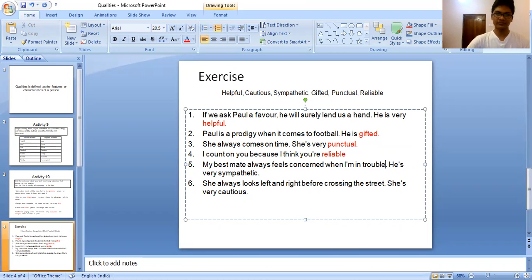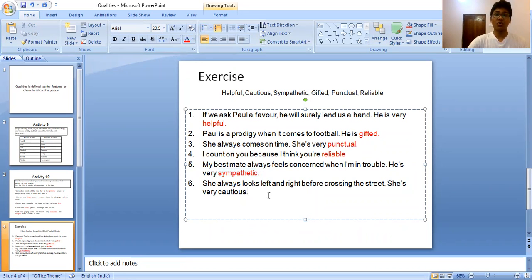Trouble. He's very sympathetic. Being sympathetic means when you're happy, your friend is also happy. The other person is also happy. When you're sad, the other person also feels sad. You know, they care for you. In a way, they understand why you are feeling this emotion. So they are sympathetic.